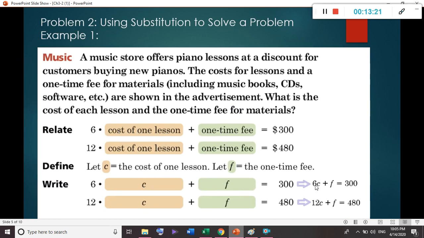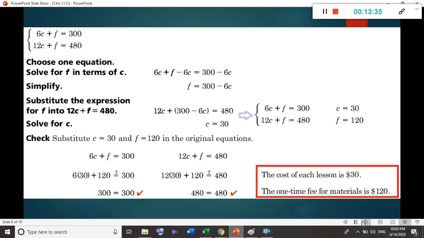So it's going to be 6C plus F equals 300. This is our first equation of the system. And the second equation here is 12C plus F equals 480. It's somehow a direct or an easy word problem. And now let's solve the system together.